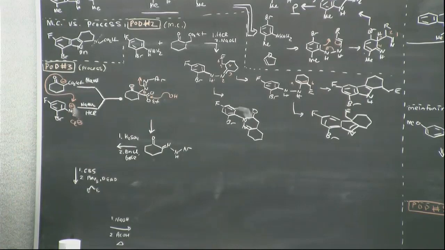Because remember, this malonate type system is a good alkylating subunit. So you can put whatever you want there, Japp-Klingemann it away, and get your hydrazone. Much easier than starting with a 1,2 dicarbonyl and then building from that, because those compounds are not so stable.